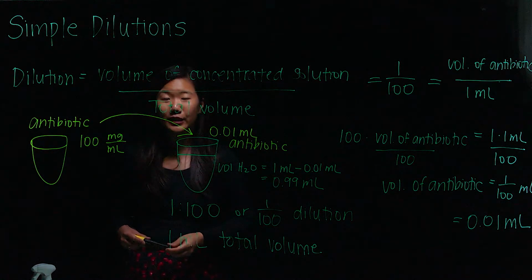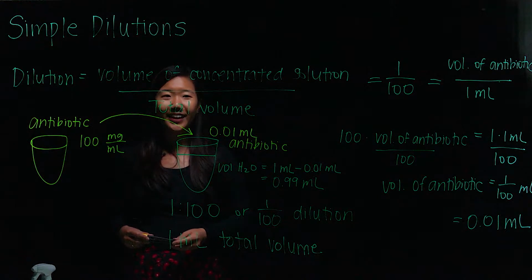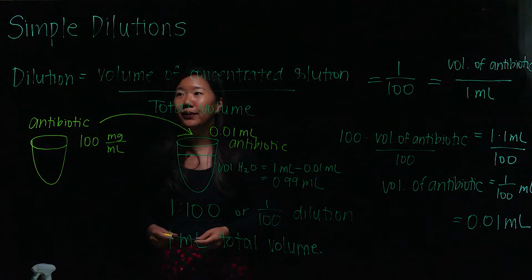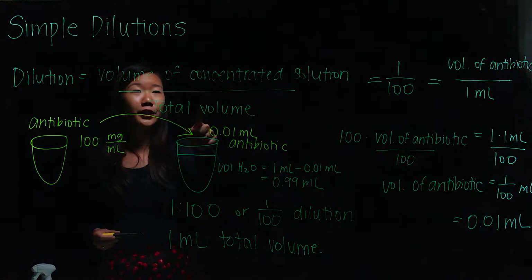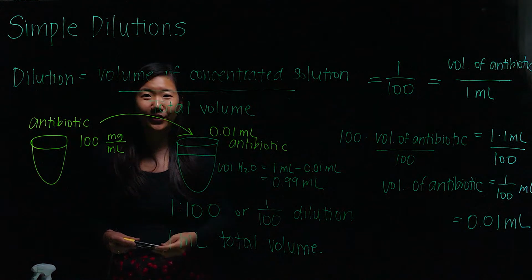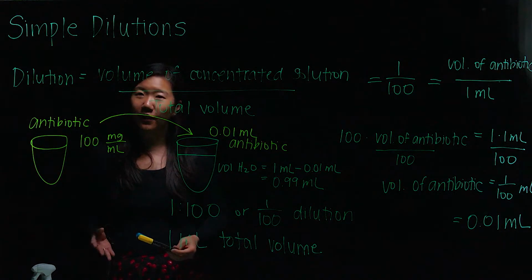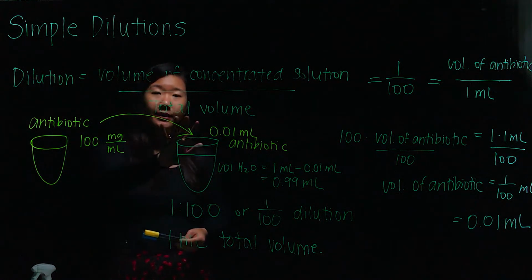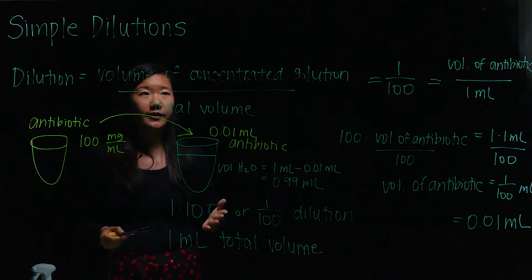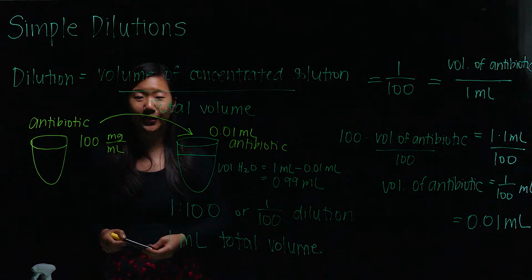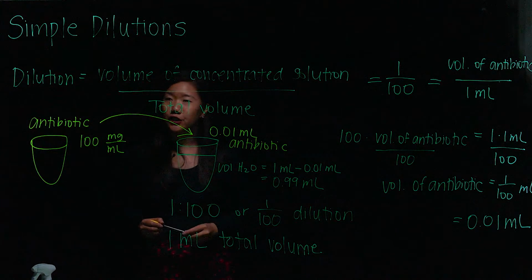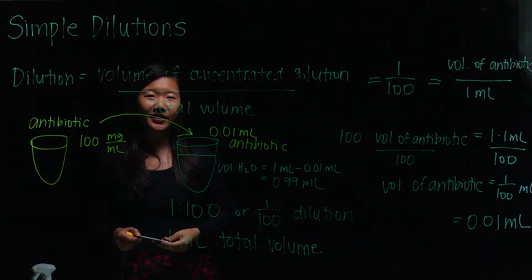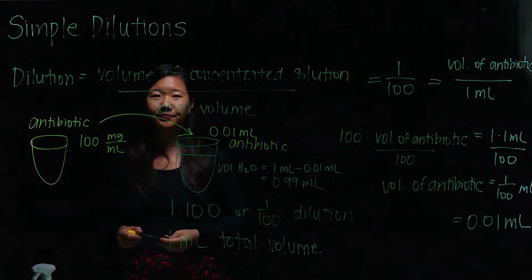So for the sake of practice problems, typically you'll be given the constraints of the problem. For example, you might be given the total volume and the volume of the concentrated solution that you are going to add, and then you're asked to solve for the dilution. You might also be given the dilution and the total volume, and you have to solve for the volume of the concentrated solution that you need. So in either of these situations, just keep in mind this equation. Dilution equals volume of concentrated solution divided by the total volume.